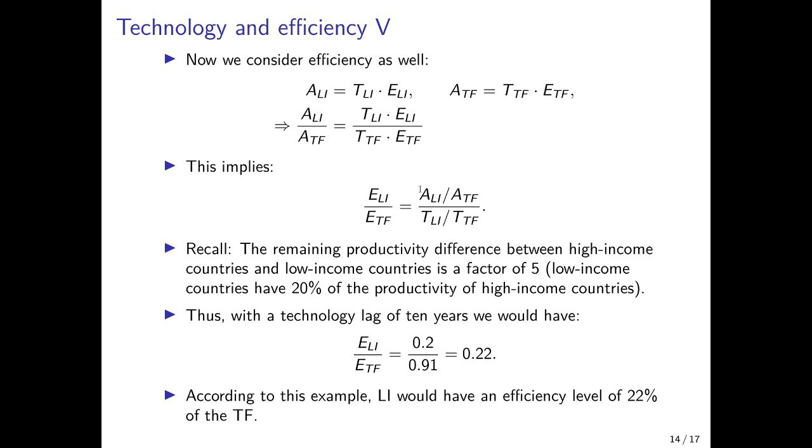So this gap would be 20%, so 0.2. And if we assume a technology lag of 10 years, then we plug in the 91% in the denominator, so the 0.91, and we would get actually an efficiency gap of 0.22. So in this case, the low-income country would have an efficiency level of 22% of the technology frontier. So the low-income country would actually be rather inefficient.